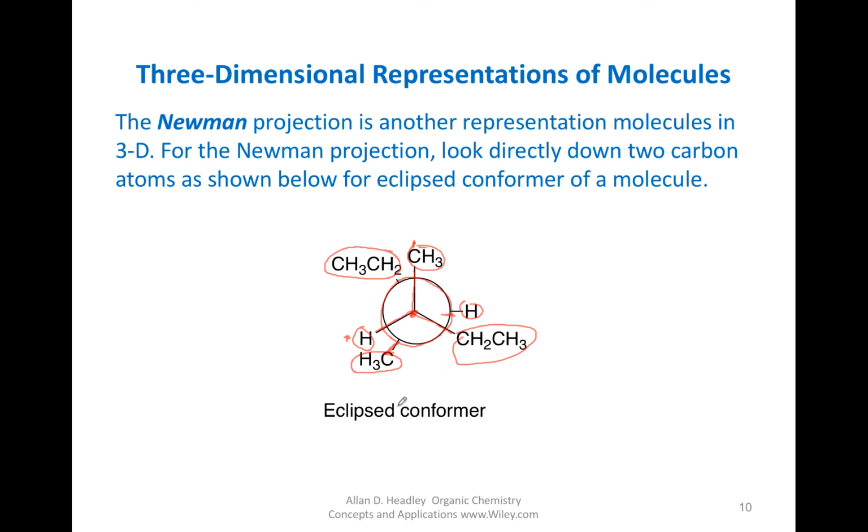You'll notice that this would be the eclipsed conformer, because these two groups here are right behind each other. So that's the eclipsed conformer, and we're using the Newman projection to draw an eclipsed conformer.